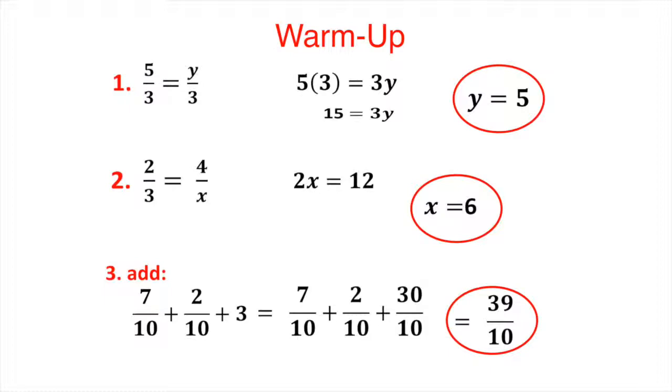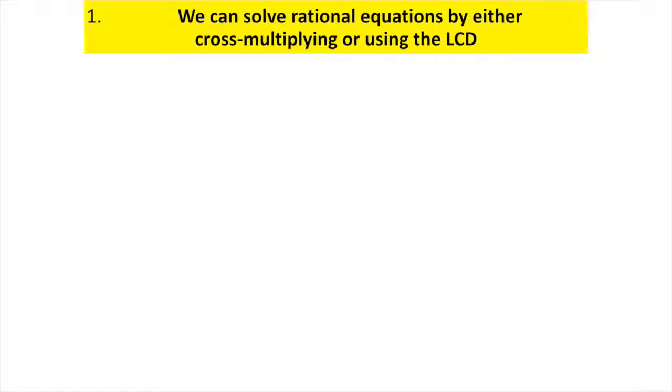Check your answers here. These are our proportions. We're basically just cross-multiplying. Hopefully that should be somewhat familiar to you. And on this one here, we have to realize that 3 is the same thing as 30 over 10. That way we have them all the same denominator on the bottom. All right, so when we're solving them using the proportion, this is the way that you're used to already.